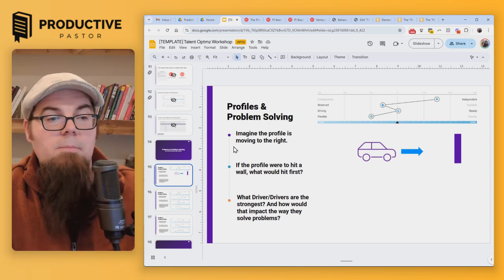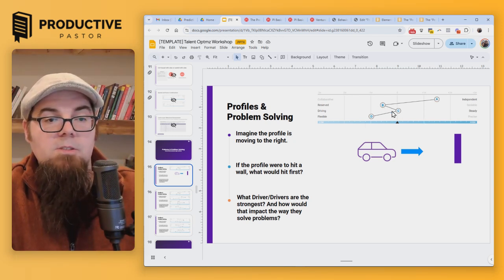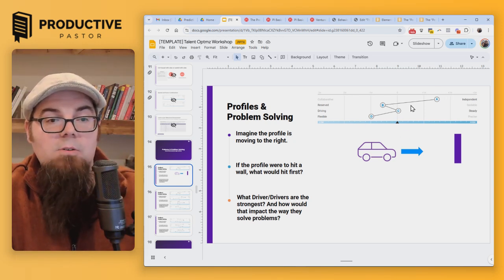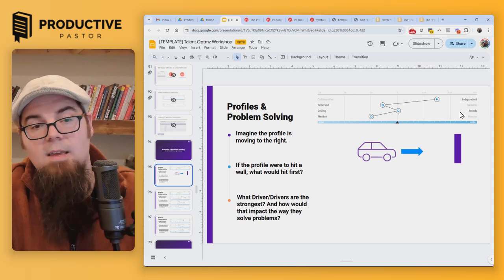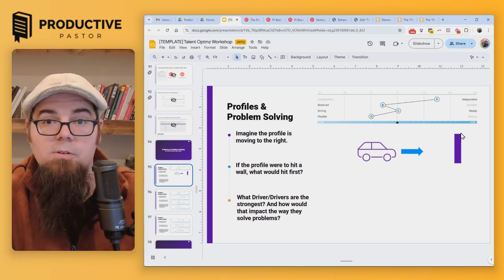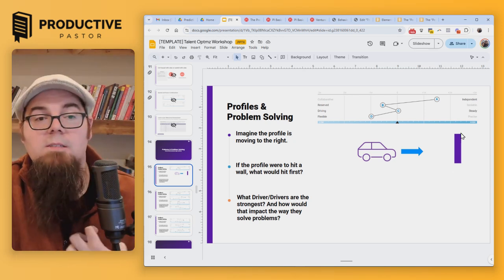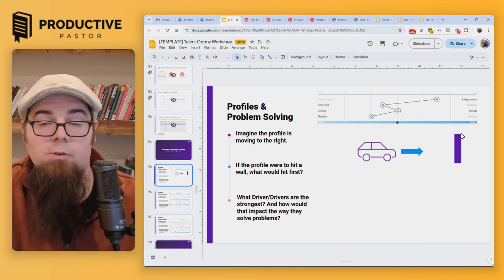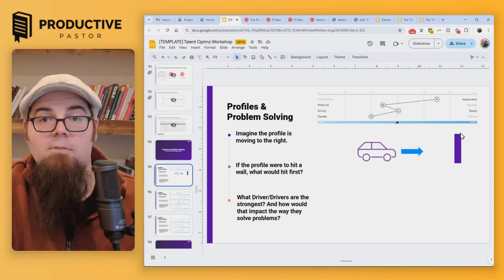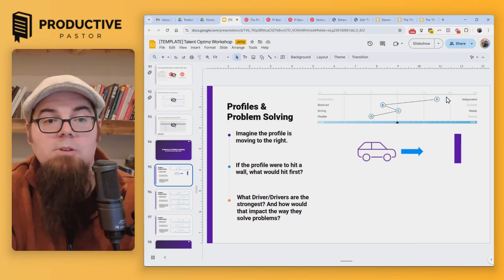And so what you would imagine is you would take a profile or this chart or this pattern here, and you would say, if this pattern were a vehicle traveling to the right and it was to come up against an obstacle, what part of its pattern or what driver does this person have? What part of that would hit first? And it's always going to be their strongest drive that is going to hit first.